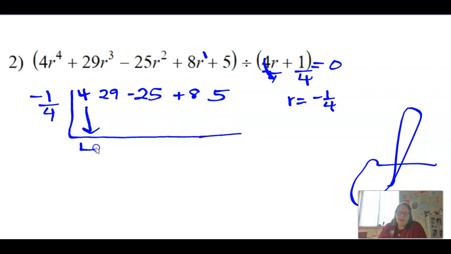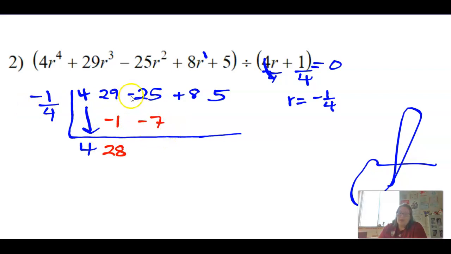Bring down my first term like I always do, and then multiply, again, the same way we normally do, but we're using a fraction. So negative 1/4 times 4 would be negative 1. 29 plus negative 1, 29 minus 1 would be 28. Okay, and see what I mean here? 28 is divisible by 4. So you can also just use your calculator if you have trouble multiplying with the fractions. But here, negative 1 times 28, it'd be negative 28 divided by 4, which would be negative 7.